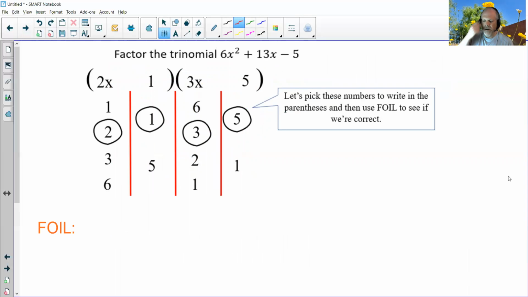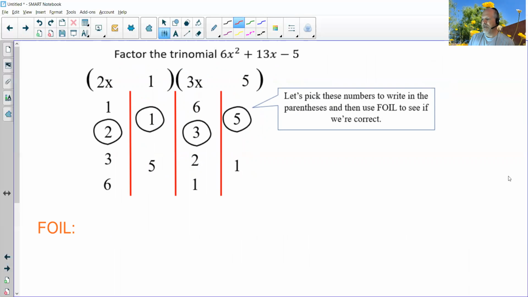So here, now I'm actually trying to solve it. And this is called guess and check. So you're probably going to pick numbers that are wrong the first time, or at least there's a good chance of it. And if they're wrong, you just erase your circles and pick different numbers. So I just picked these: 2, 1, 3, 5.